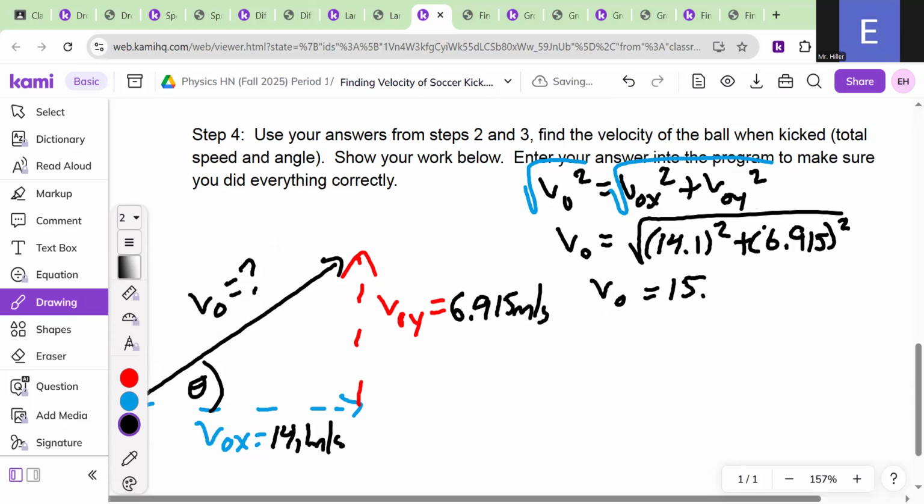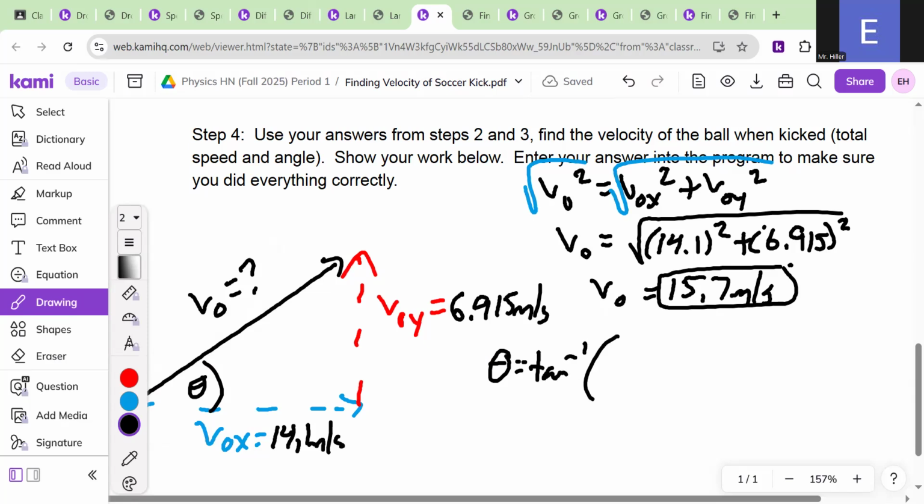I'm getting a speed of about 15.7 meters per second. Okay, to get your angle, you're going to use the arctan equation. So it's the y component over the x component, opposite over adjacent. So it's going to be the arctan of 6.915 over 14.1. We'll get an approximate angle there. Make sure your calculator's in degree mode, by the way.